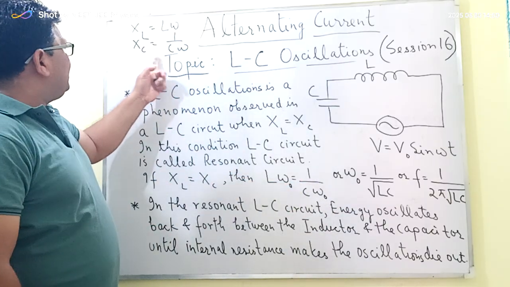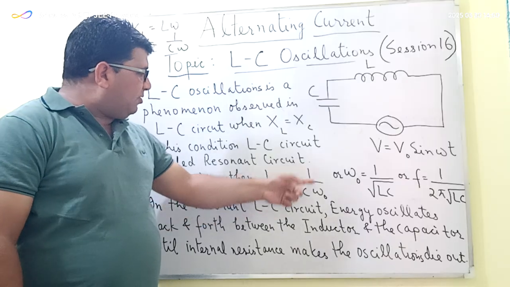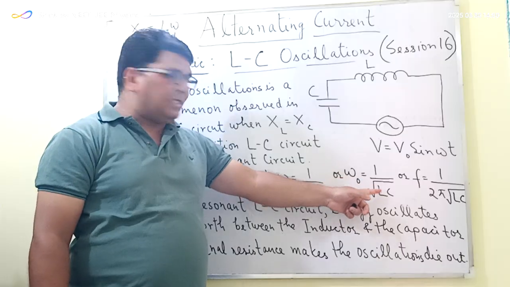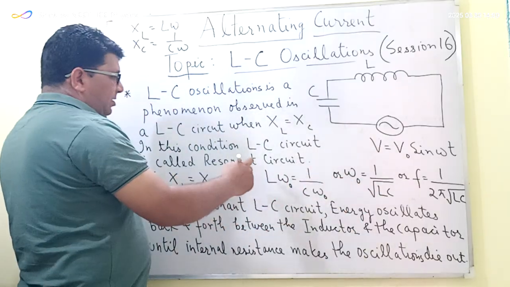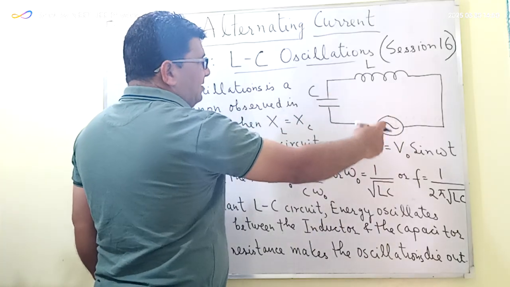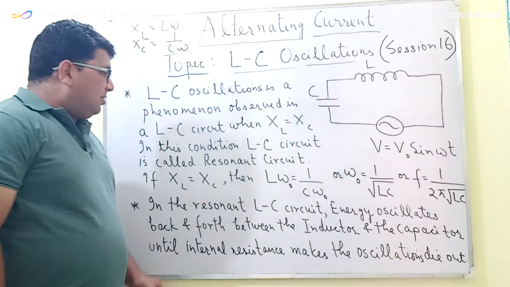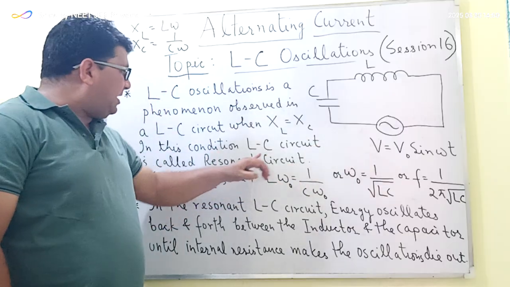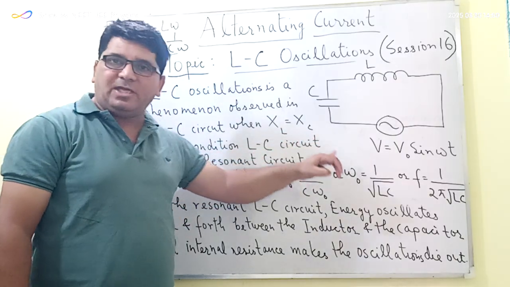So by using these two formulas, I have written L omega naught will be equal to 1 upon C omega naught, and simply omega naught will be equal to 1 upon under root LC. Now this is the natural frequency of this resonant LC circuit. So this is an LC circuit. Here this is an inductor, this is the capacitor, and this is the voltage source. So omega naught is the natural frequency of the resonant LC circuit, and the resonant LC circuit is the circuit when XL is equal to XC.